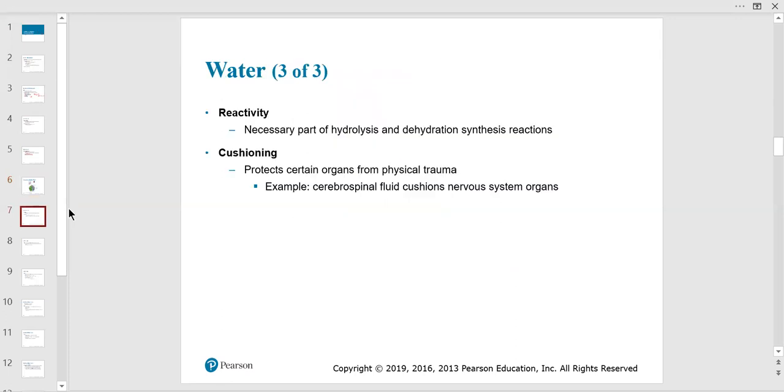Reactivity. So all these reactions, remember hydrolysis is catabolic. Dehydration synthesis is anabolic. Adding water, losing water. Hydrolysis, you add a water. Dehydration, you obviously lose water. Try to keep those in mind when we're doing the organic macromolecules. Cushioning, physical trauma, like CSF, cerebrospinal fluid, for protection.